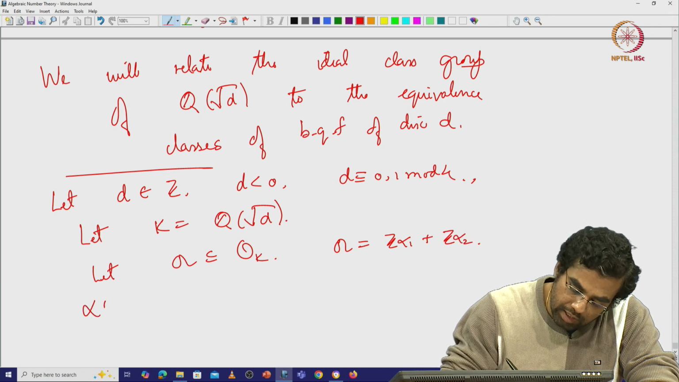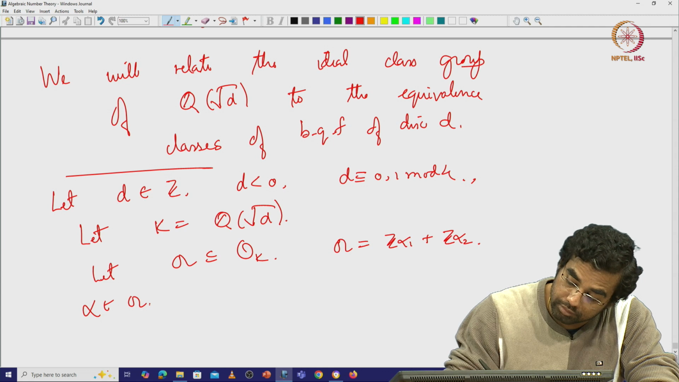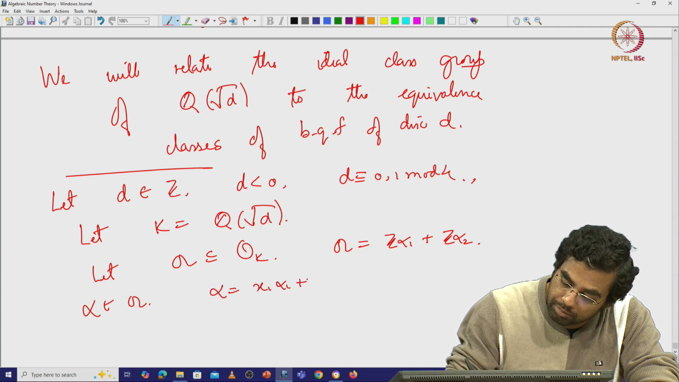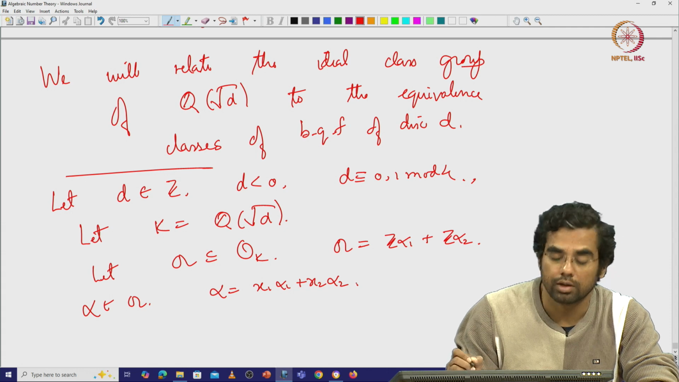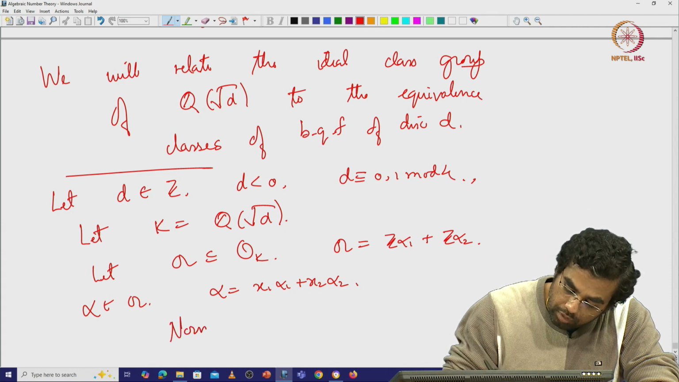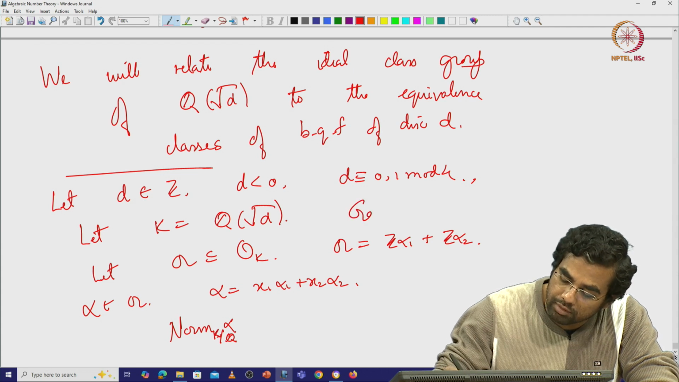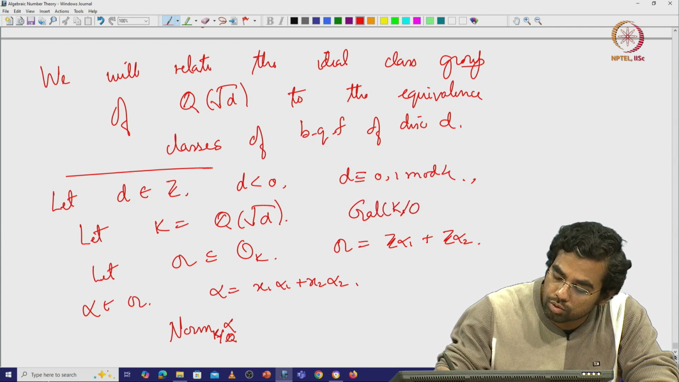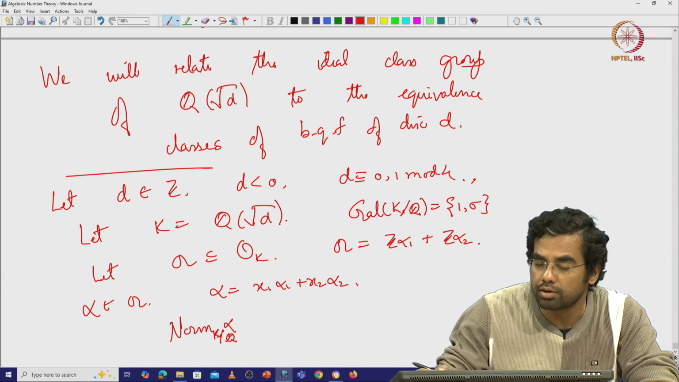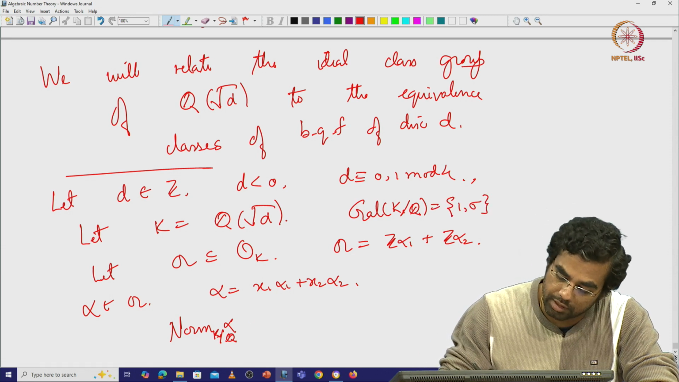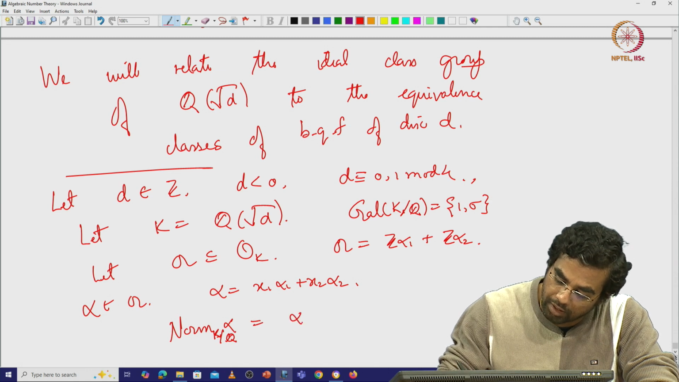Now, what I do is I take any alpha in A, and I can write alpha as x1 alpha 1 plus x2 alpha 2. I can take the norm of alpha, norm from K to Q of course. So, let us say the Galois group of K over Q will have order 2, right. So, there will be one trivial element and one non-trivial element. So, this will be alpha times sigma alpha, right.